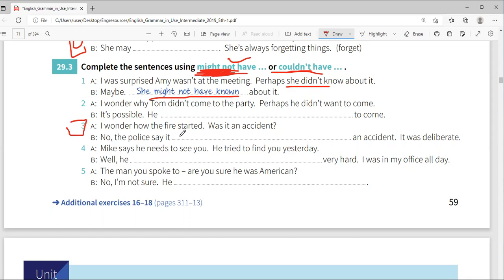I wonder how the fire started. Was it an accident? And then B says, no. The police say it couldn't have been an accident. It was deliberate. You get the point? It couldn't have been an accident because the police say, no, it's not possible. So it couldn't have been an accident. It was deliberate.